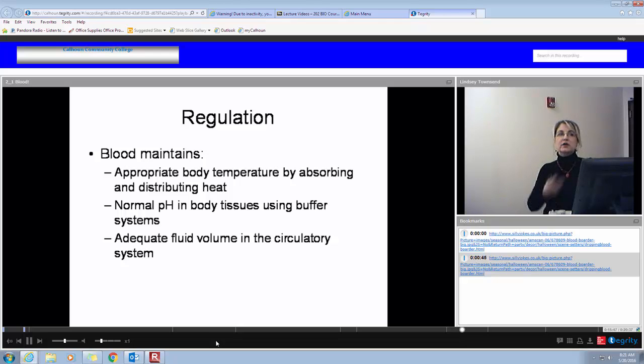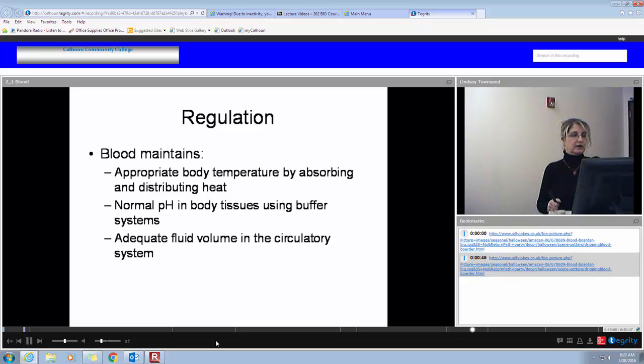Now, it also helps when the body is overheated by absorbing that heat and taking it away from the vital organs and bringing that blood out to the periphery, out to the skin, so that that heat can be lost to the environment.